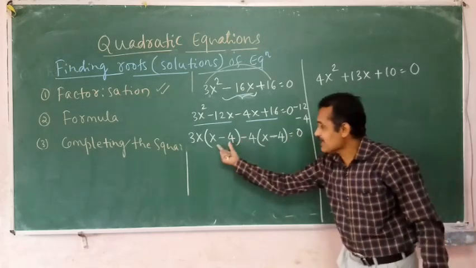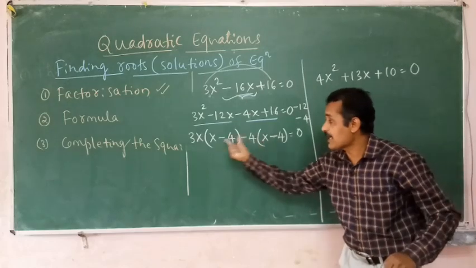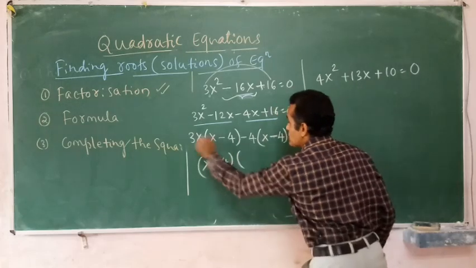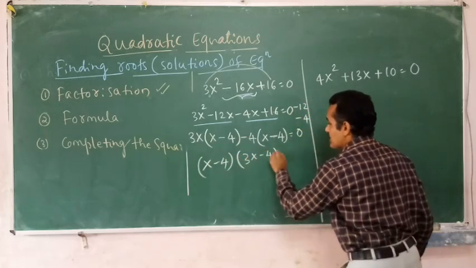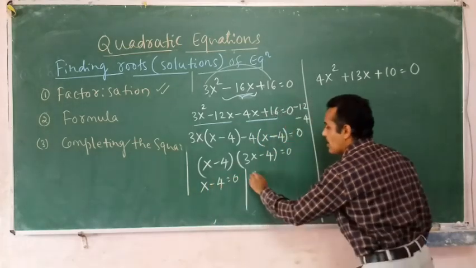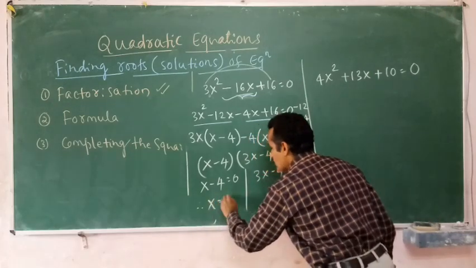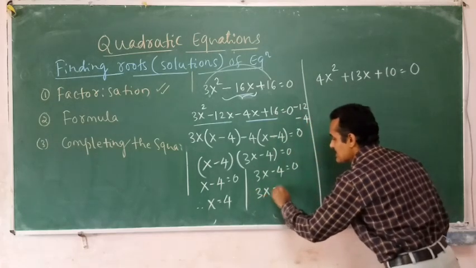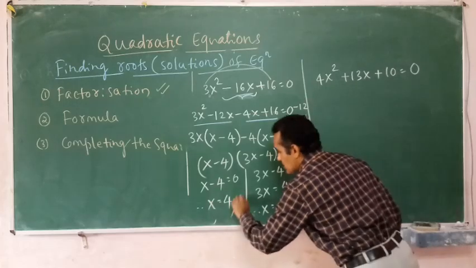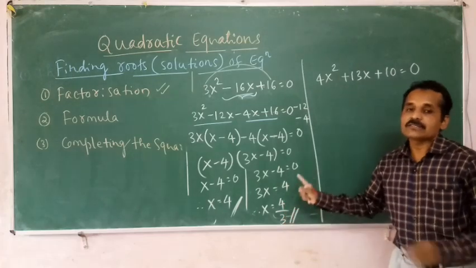Inside the bracket, the terms must be the same. The common term I can write once. It is x minus 4 into 3x minus 4 is equal to 0. So x minus 4 is equal to 0, or 3x minus 4 is equal to 0. Therefore, x is equal to plus 4. Here, 3x is equal to plus 4. Therefore, x is equal to 4 by 3. So, the roots of the equation are 4 or 4 by 3. That is the answer.